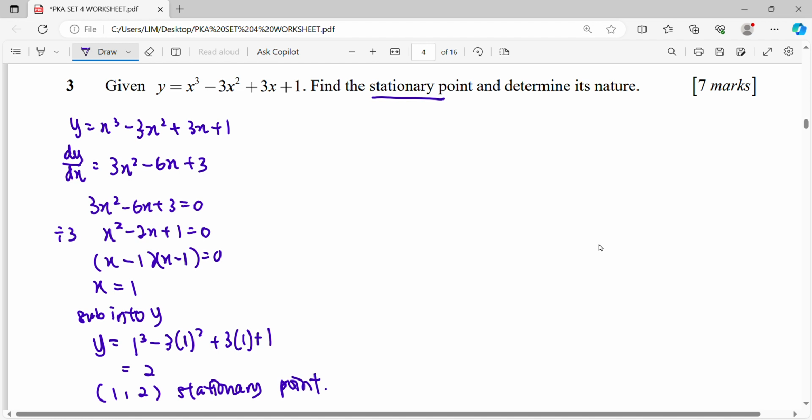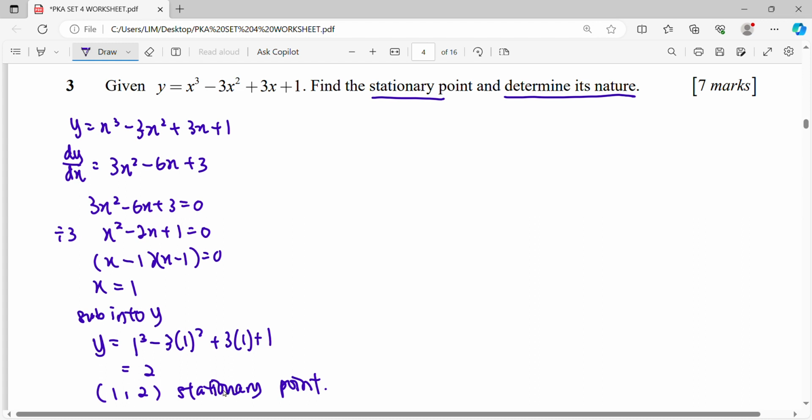Answer the first part first. And then determine its nature. So we have to determine whether this critical point, or stationary point, is a maximum or minimum, or maybe it will come to an inflection point. If you got a result of maximum or minimum, then okay. If you don't have a result, it might be an inflection point. So you have to prove that it is an inflection point.